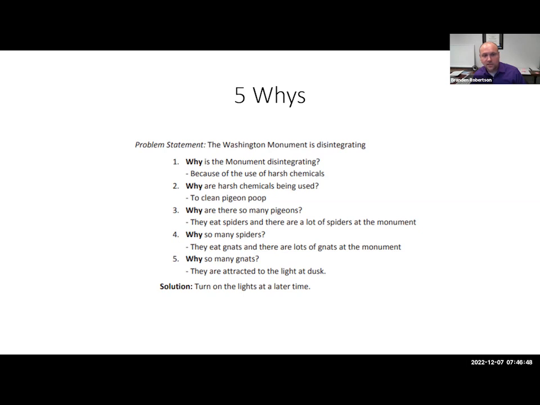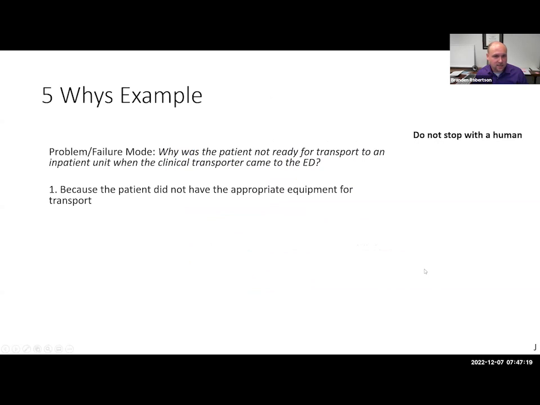So they turned the lights on at a later time, which allowed the gnats to go to a different place with less degradation issues. And so at the Washington Monument, they turned the lights on later. They didn't have to move the airport. Sometimes in healthcare, when we don't look at this in a way like this, we move the proverbial airport when we didn't need to. We needed to do something else. And sometimes moving that proverbial airport doesn't fix the problem. That wouldn't have fixed the problem in this case.